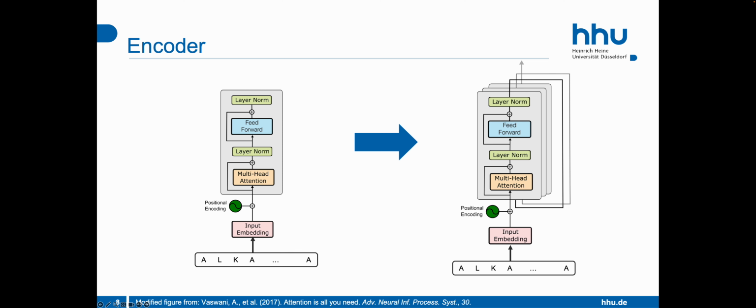We do this to further update and improve the token representations, and we do this for a predefined number of times. And the vectors that come out of the final encoder layer are our final token representations.